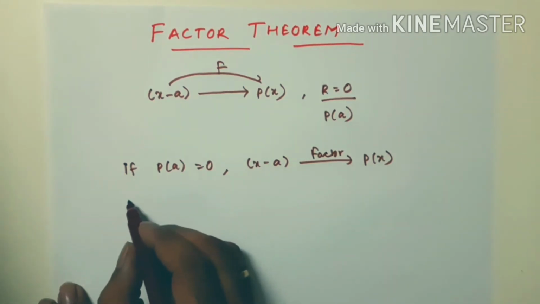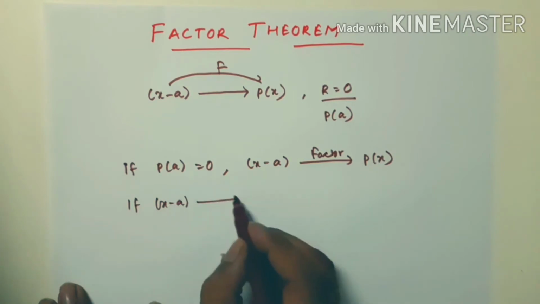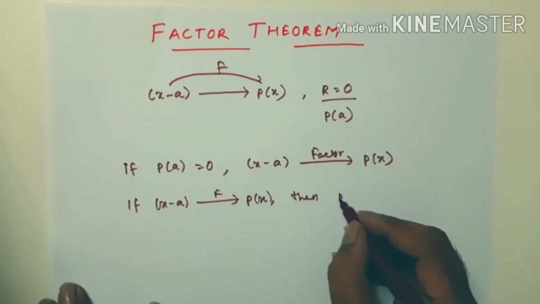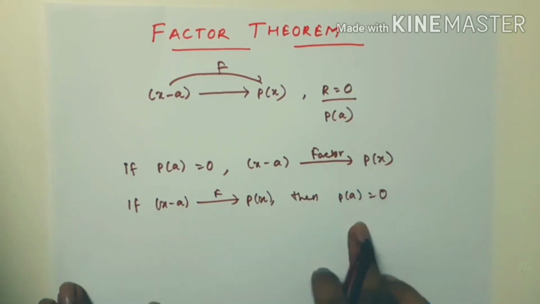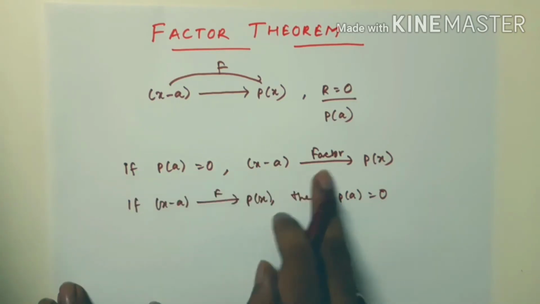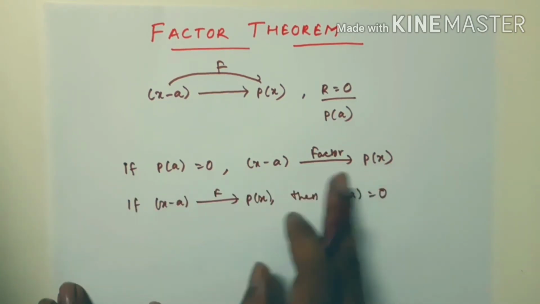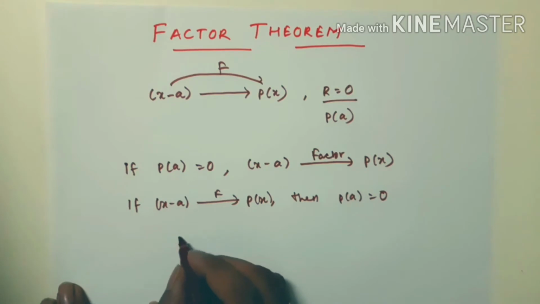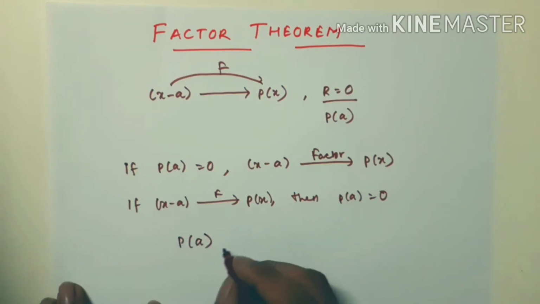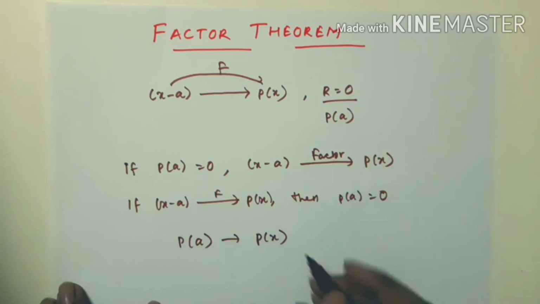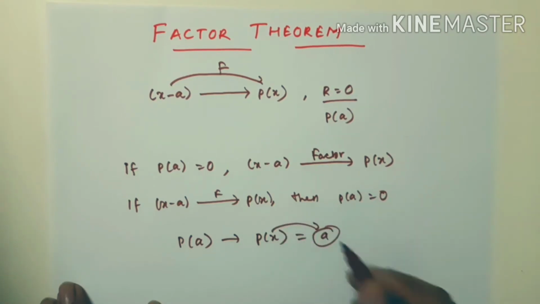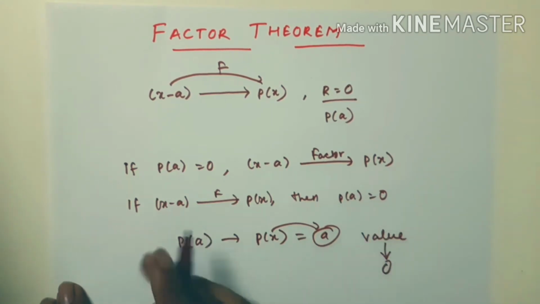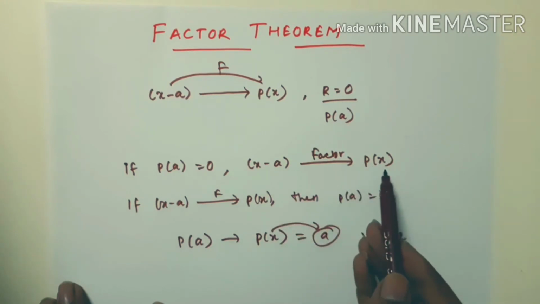And in the reverse, if x minus a is a factor of p of x, then p of a will be 0. That's the converse here. The most important thing to remember is finding p of a. Finding p of a is nothing but, in the polynomial you have got, putting a in place of x and finding the value. If this value is 0, then we can say x minus a is a factor of p of x.